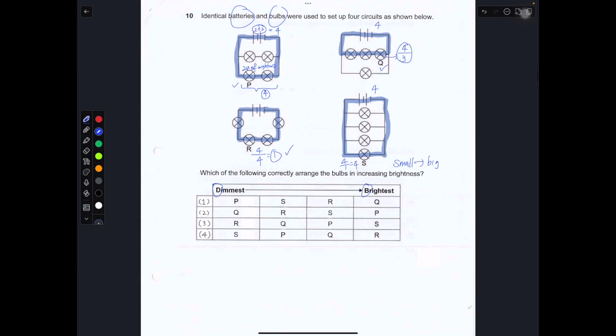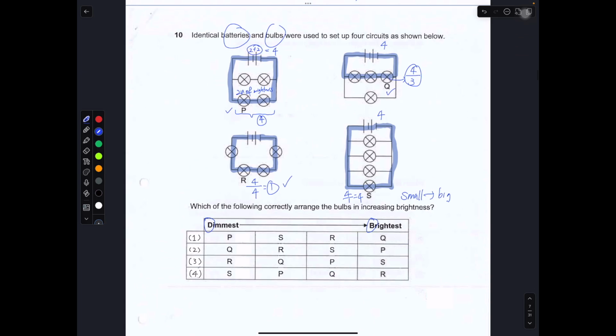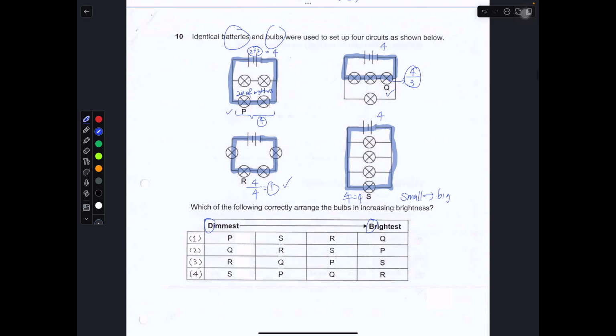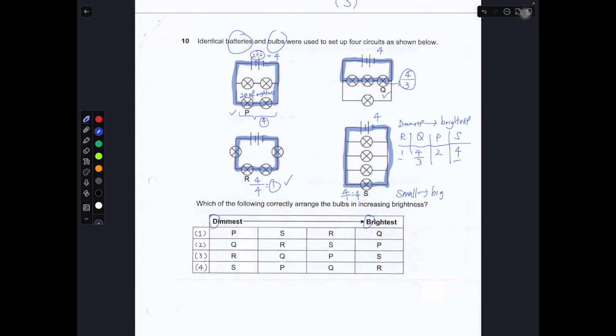So if I were to rearrange this mathematically using this method, from the dimmest to the brightest, first will be R, which is 1, then followed by Q, which is 4/3, because 4/3 is larger than 1. Then we have P, which is 2. Then the last one, which is S, which is 4. So from the smaller number to the largest number in this manner. This is one way that you can do it very mathematically.